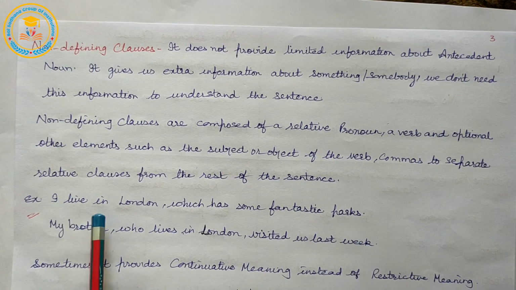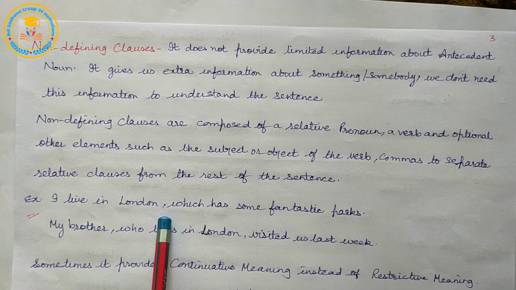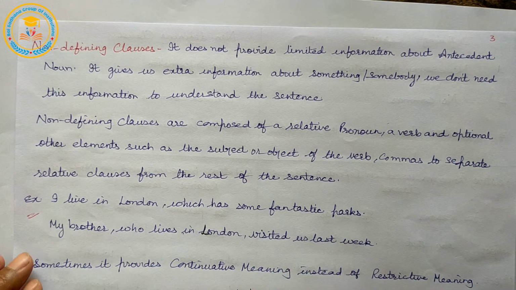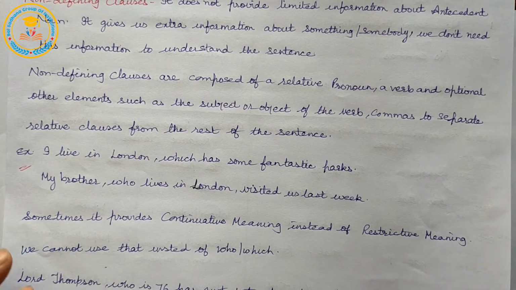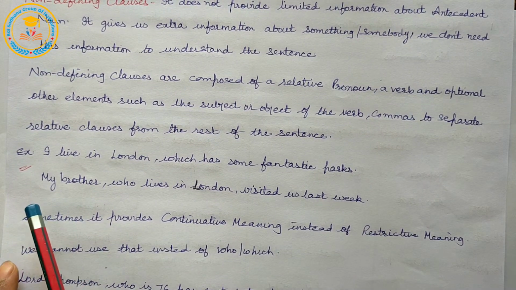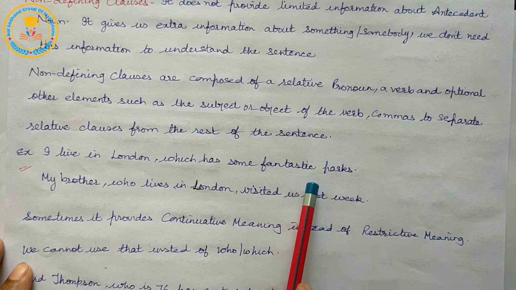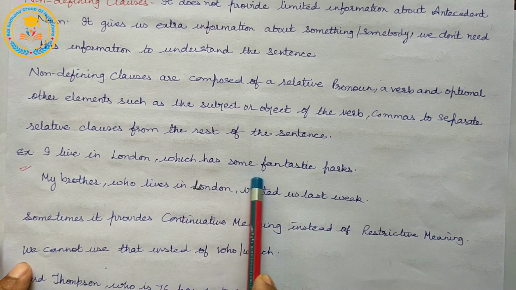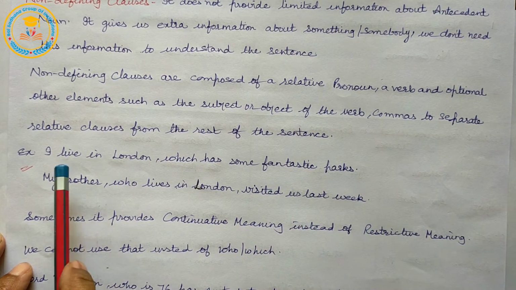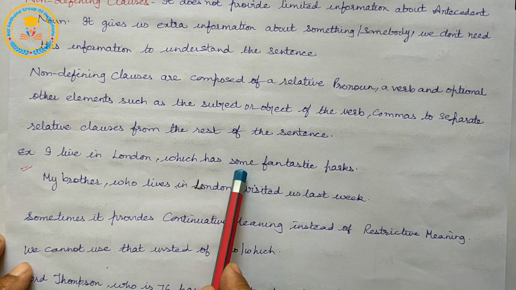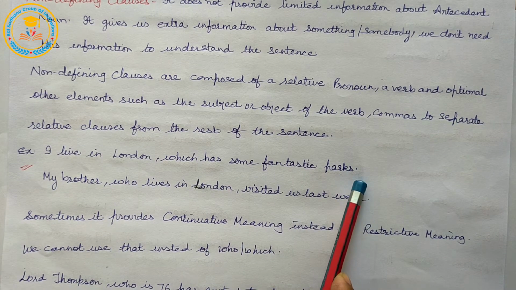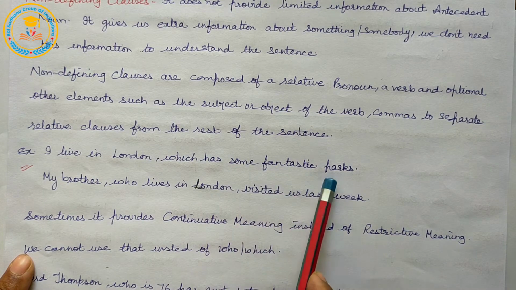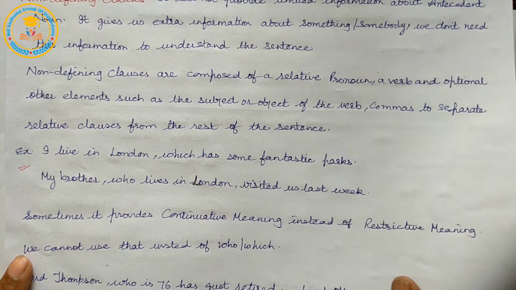So, first, I live in London, which has some fantastic parks. Everybody knows about London. Everybody knows where London is. So, which has some fantastic parks is extra information. Listen. I live in London, which has some fantastic parks. Everybody knows where London is. So, which has some fantastic parks is extra information.